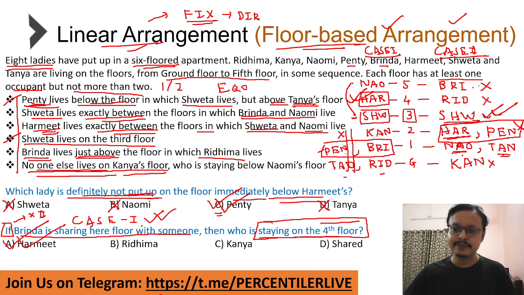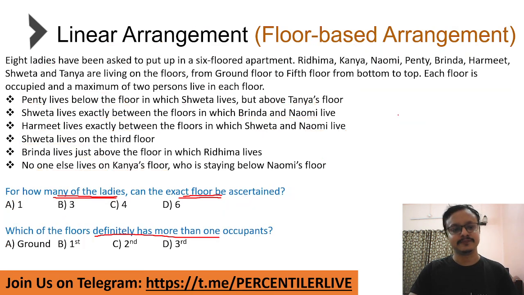1st floor can again be Penty, it can be Brinda, it can be Naomi, it can be Tanya. So again, nobody uniquely. Ground floor can be Tanya, can be Riddhima, can be Kanya, which means again, nobody unique. The only floor where we have a unique person is the 3rd floor, which is Shweta. Which means for only 1 out of the 8 ladies can we uniquely say which floor they belong to. That is, for Shweta, we can say that yes, Shweta is staying on the 3rd floor. Hence the answer is option A, that is for one of the ladies.